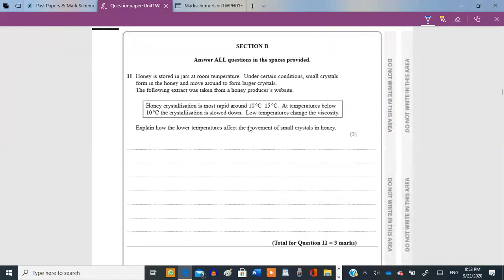Okay, we are done with MCQs now. Section B. Honey is stored in jars at room temperature. Under certain conditions, small crystals form in the honey and move around to form larger crystals. The following extract was taken from a honey producer website. Honey crystallization is more rapid around 10 to 15 degrees. At temperatures below 10 degrees, the crystallization is slowed down. Low temperature changes the viscosity as well. Explain how the low temperature affects the movement of the crystals in the honey.